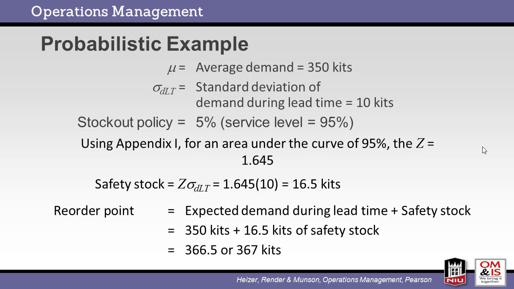In this example, the average and standard deviation of demand along with the service level are given. The z-value may be found in the text and is readily available online. For a service level of 95%, the z-value is 1.645. Substituting the values into the equation, we find that the safety stock is 16.5 kits. Adding the safety stock to the mean demand, our reorder point should be 366.5 or 367 kits. We round up since it is impossible to have partial kits in stock.